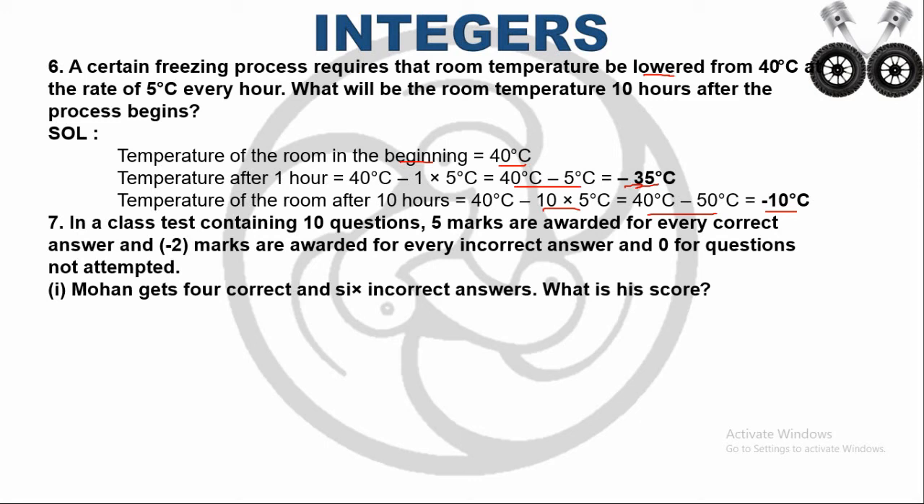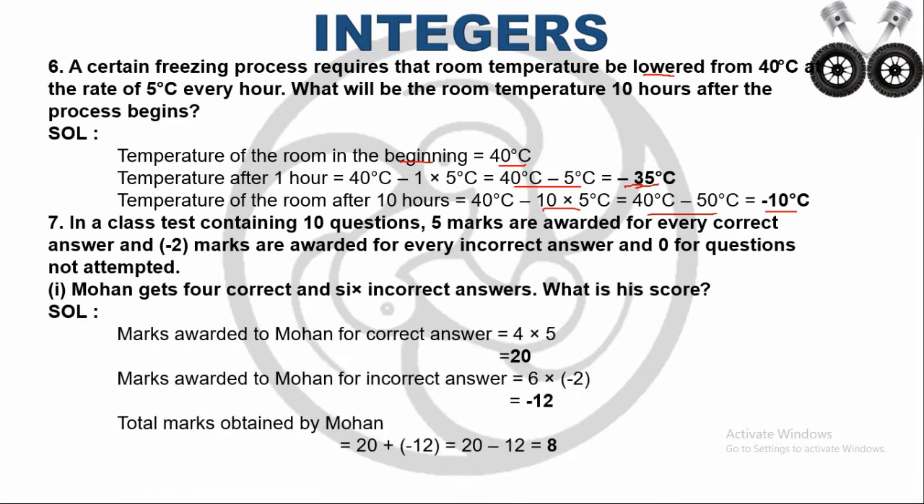What is the first question? Mohan gets 4 correct and 6 incorrect answers. What is his score? How many correct questions did Mohan attend? Mohan attended 4 correct questions. For each question, how many marks are given? 5 marks. So 4 into 5 is 20 marks. So for correct answers, Mohan scored 20 marks.